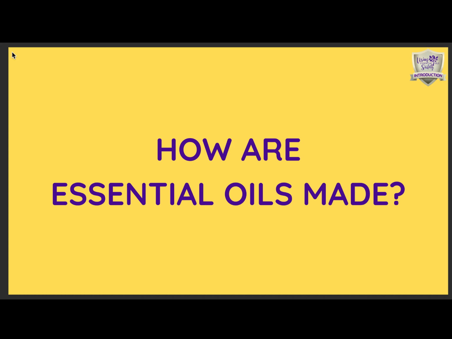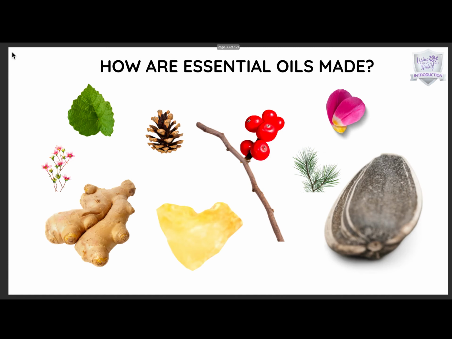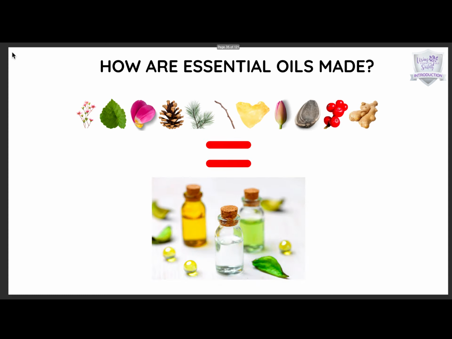How are essential oils made? Since essential oils aren't just laying there in forests and puddles ready for us to bottle them, essential oils have to be created from various plant parts like flower petals, needles and bark from trees, resin, roots, seeds, and more. There are several steps in this process, all of which affect the quality of the end result, your essential oils.